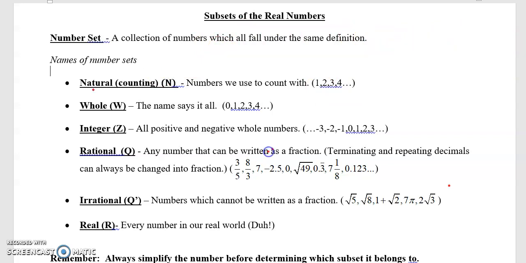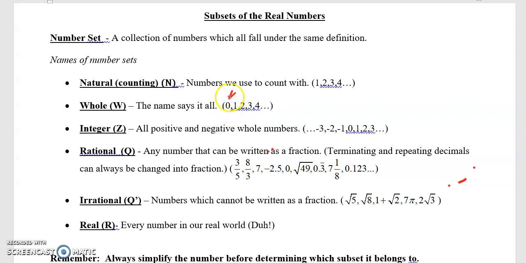The next idea we want to take a look at are the whole numbers. Their symbol is the letter W, so you don't have to write the word whole every time. The difference between natural numbers and whole numbers is that natural numbers start at 1 and go up, while whole numbers start at 0. So the only difference between a natural number and a whole number is the number 0. 0 is not a natural number, but it is considered a whole number.